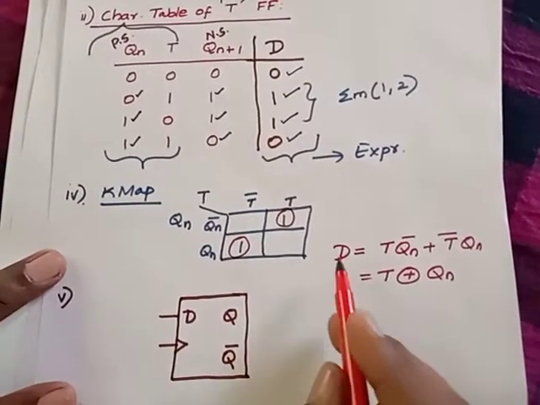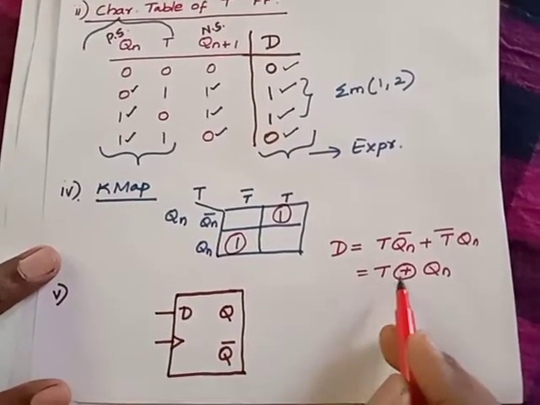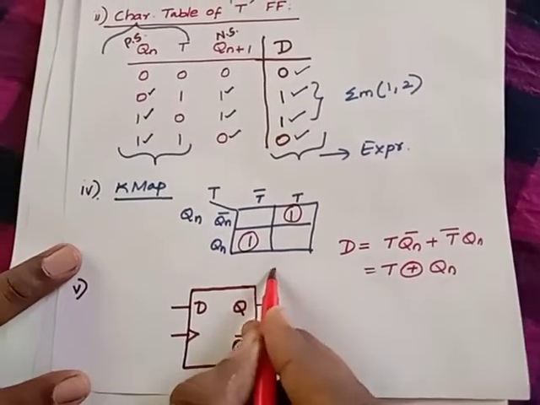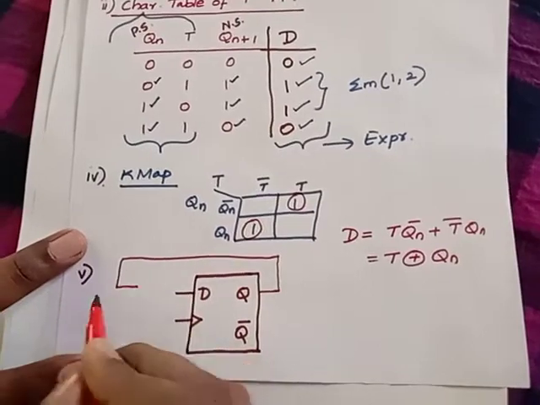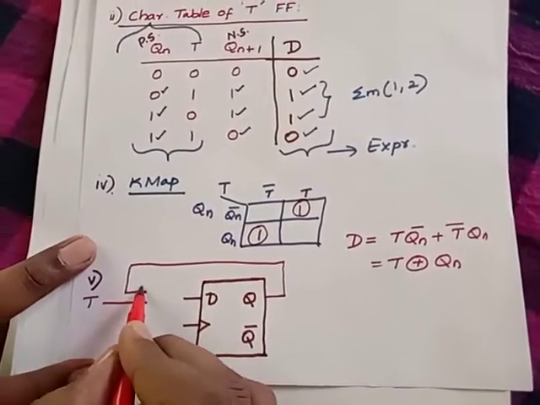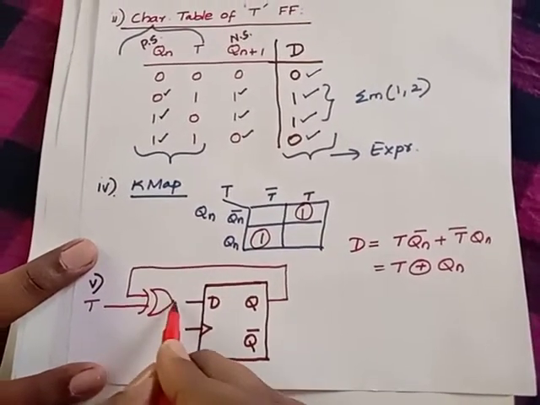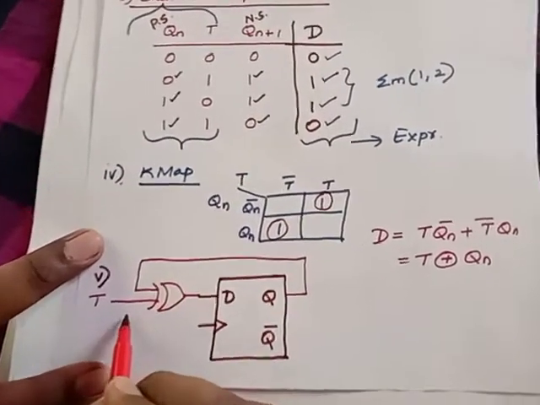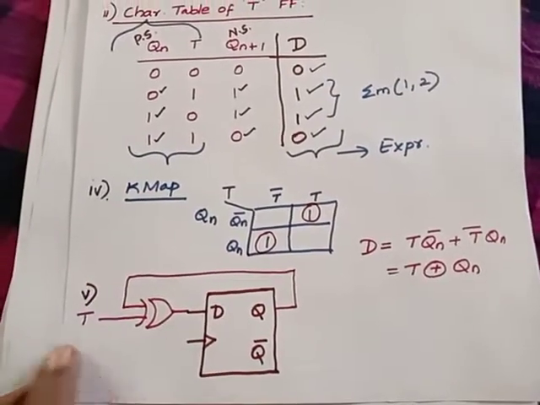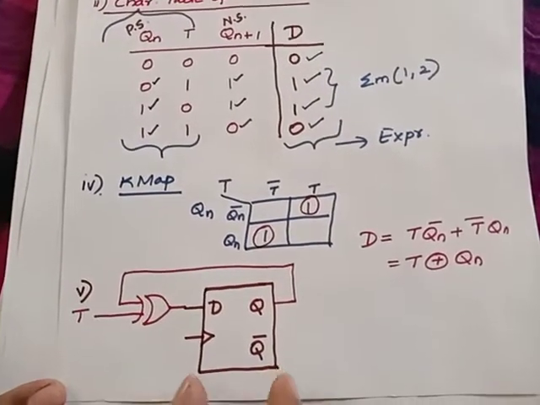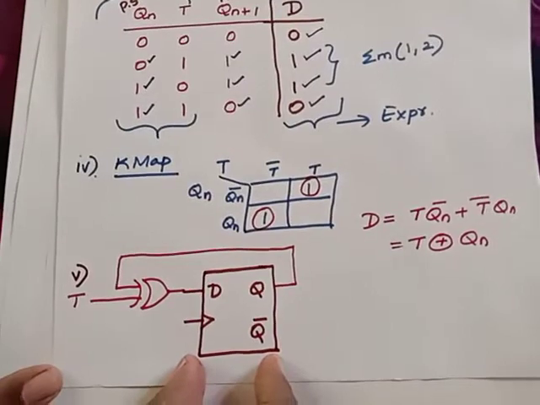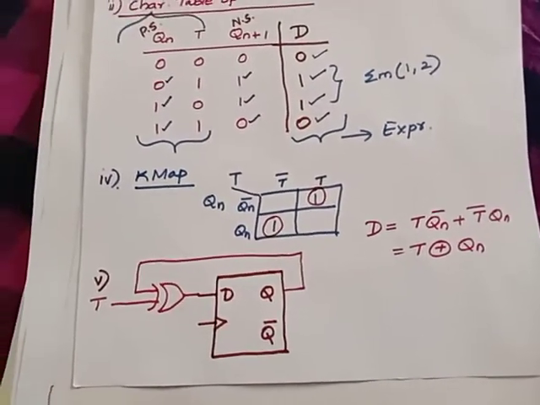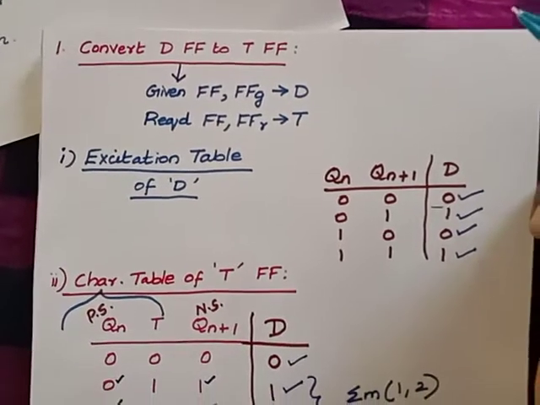Now what is D equal to? D is equal to T XOR Qn. That means this is your Qn. Bring this out here. This is Q. And take T here. XOR gate. That is given as input to D. Now see what D is equal to. D is equal to T XOR Q. That's all. Now this is your overall circuit. Now though this brown color shows it's a D flip-flop, this overall circuit will be working as a T flip-flop.